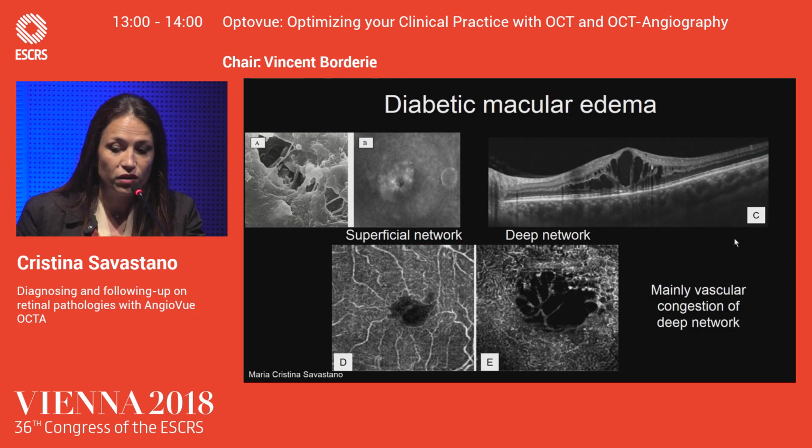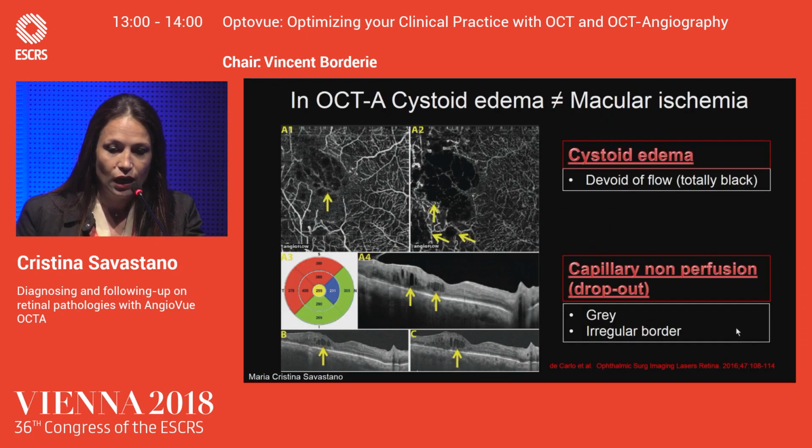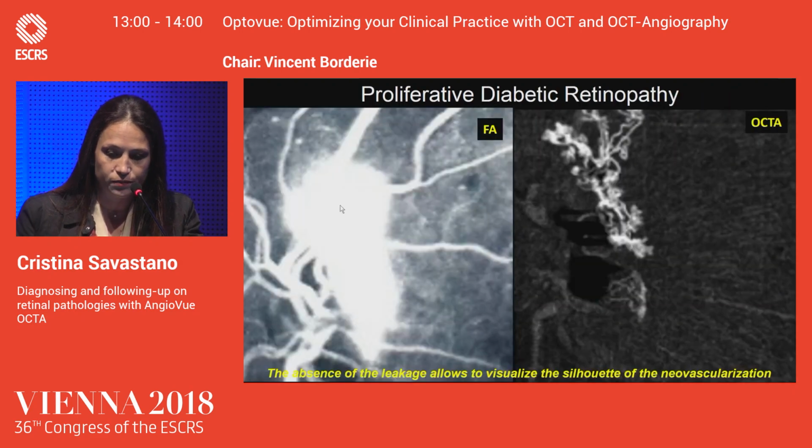In diabetic macular edema, sometimes we observe mainly congestion in correspondence of the deep network, like in cases of cystoid edema, where it's possible to distinguish the macular ischemia too. In fact, in the cystoid edema, we can observe a totally black, rounded area devoid of flow. In contrast, the ischemia, and so capillary non-perfusion, is gray with an irregular border.